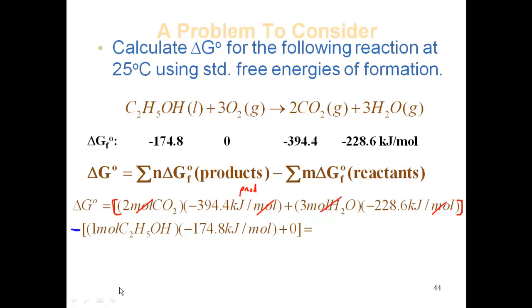Then I have to subtract my reactants. I have 1 mole of ethanol times my negative 174.8 kilojoules per mole, so my moles cancel. And I add that to 3 moles of oxygen times 0, which is 0. Mathematically, I get a value of negative 1,299.8 kilojoules. Since it's a negative value, is this a spontaneous or non-spontaneous reaction? It's a spontaneous reaction.